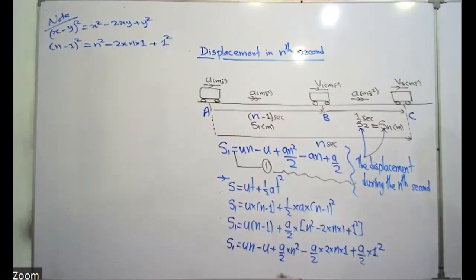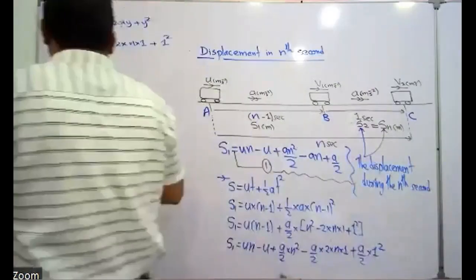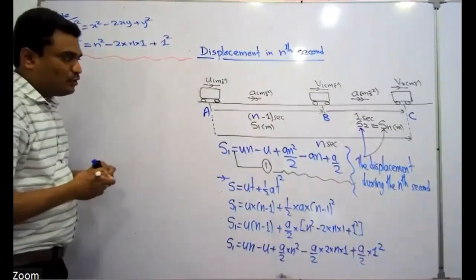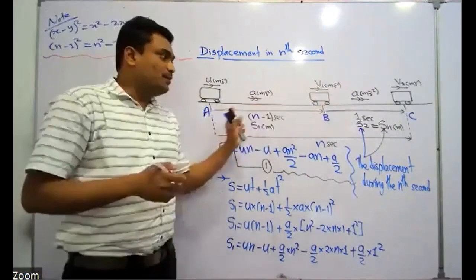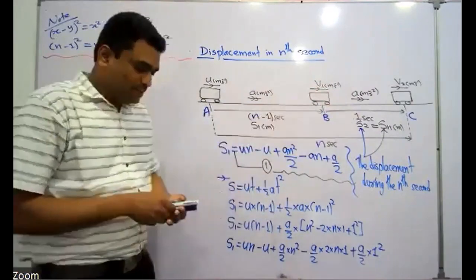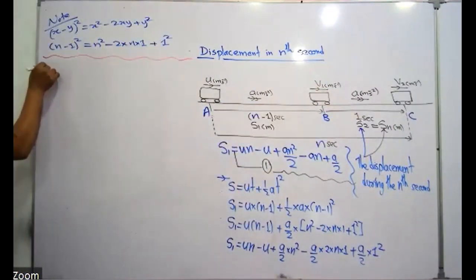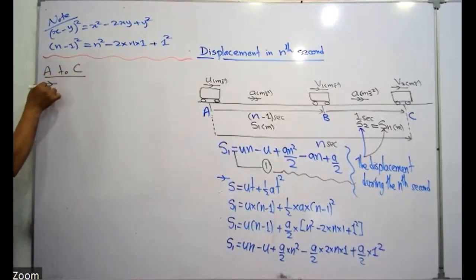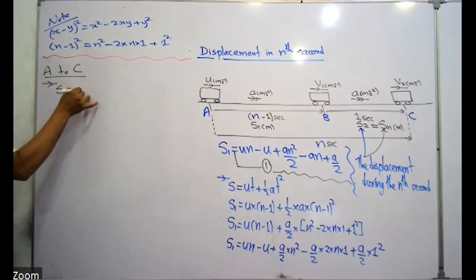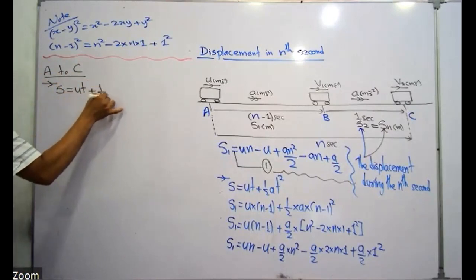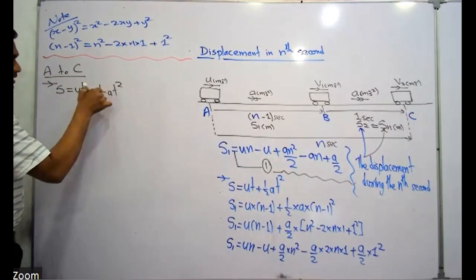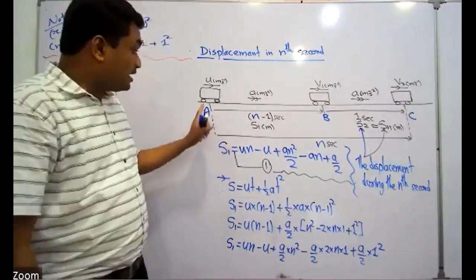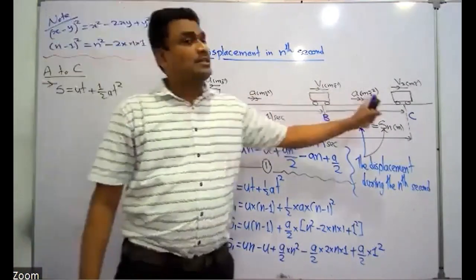Now let us apply the same equation from A to C. Not B to C, but A to C. Straightforward. A to C along the horizontal direction is equal to ut plus half at square. Look at the board, don't write. So what is the total displacement from A to C?